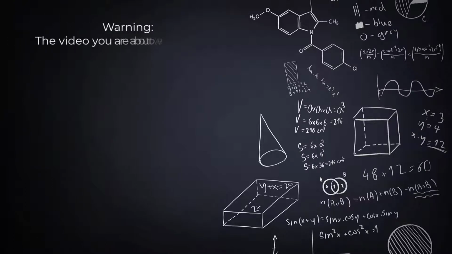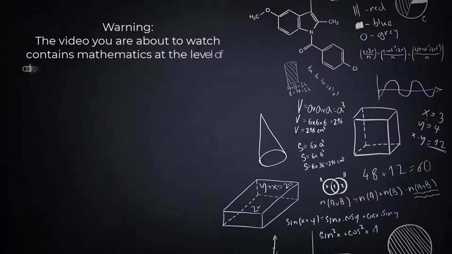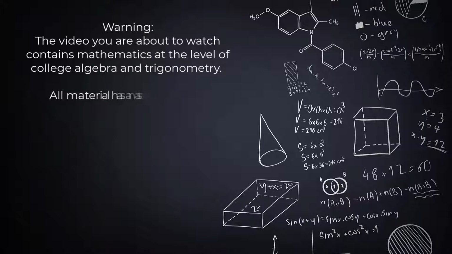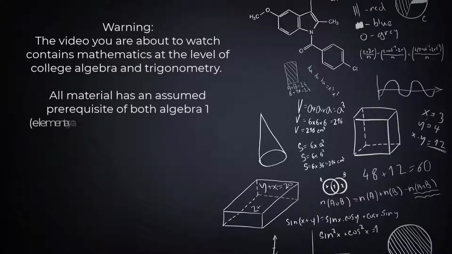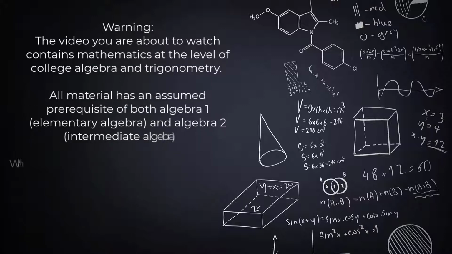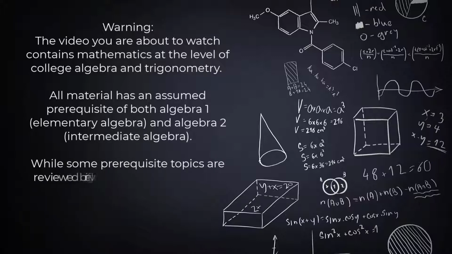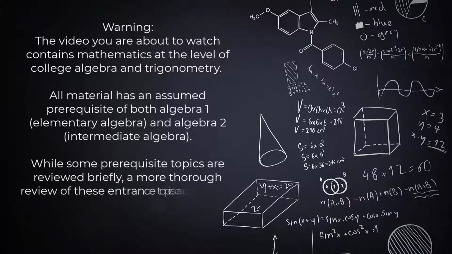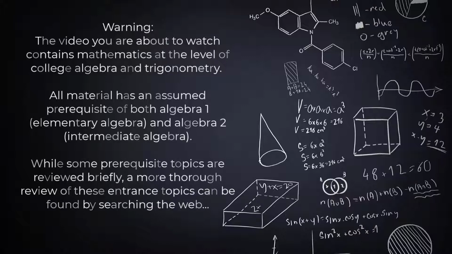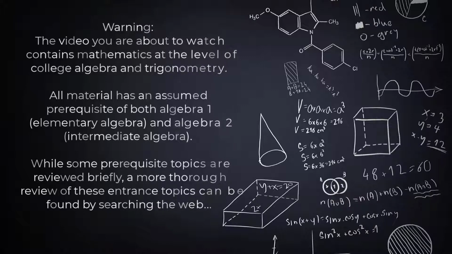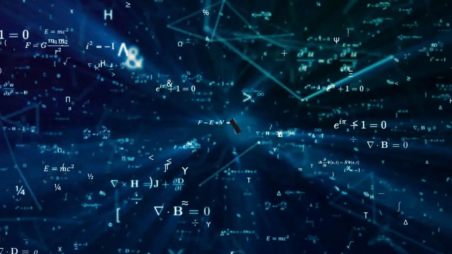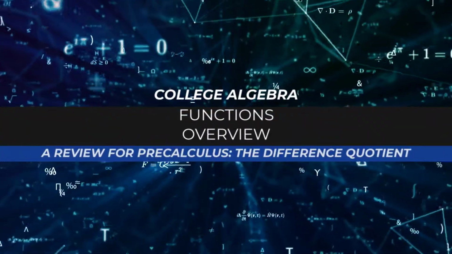Warning, the video you're about to watch contains mathematics at the level of college algebra and trigonometry. All material has an assumed prerequisite of both Algebra 1, which is elementary algebra, and Algebra 2, which is intermediate algebra. While some prerequisite topics are reviewed briefly, a more thorough review of these entrance topics can be found by searching the web.